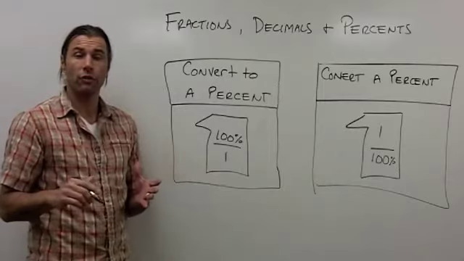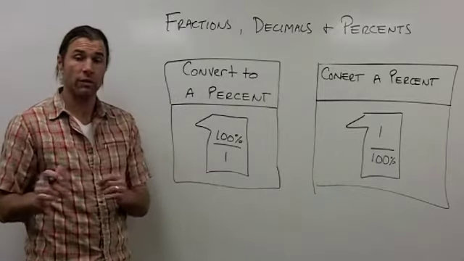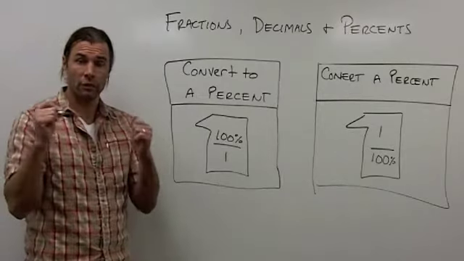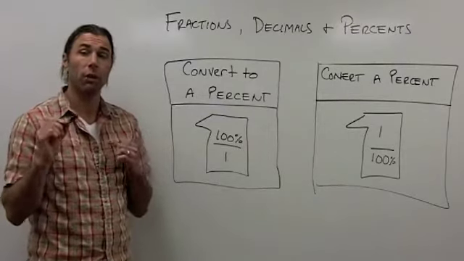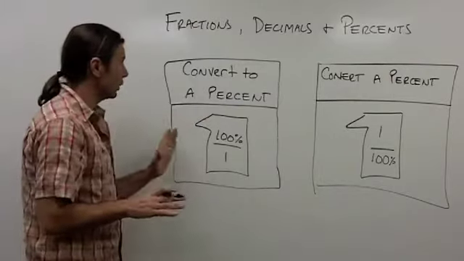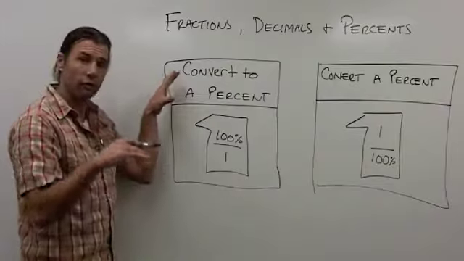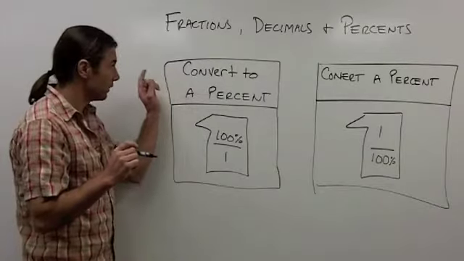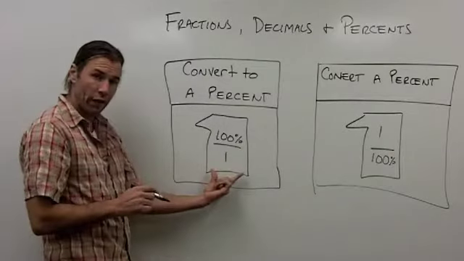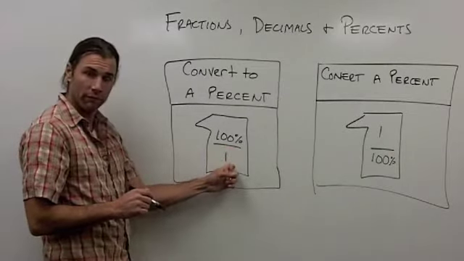Okay, now let's talk about converting between percents and fractions and percents and decimals. To convert between percents and decimals, or percents and fractions, we're actually going to multiply by 2 simple fractions. The first fraction we're going to use is for when we're starting with a fraction or a decimal and we want to convert that fraction or decimal to a percent. Then we're going to multiply by this fraction, 100% over 1.